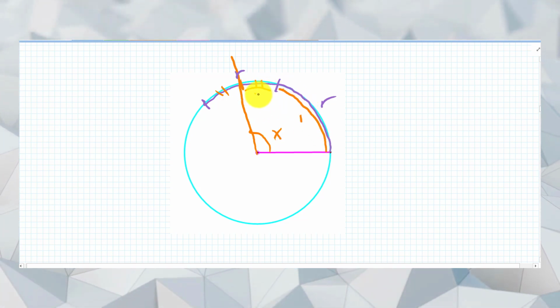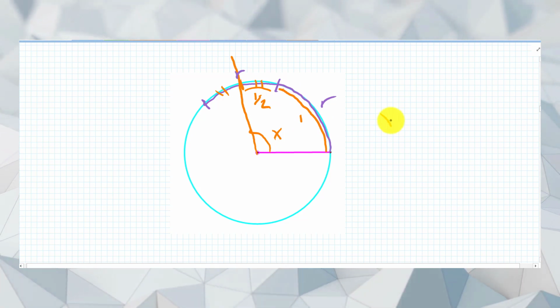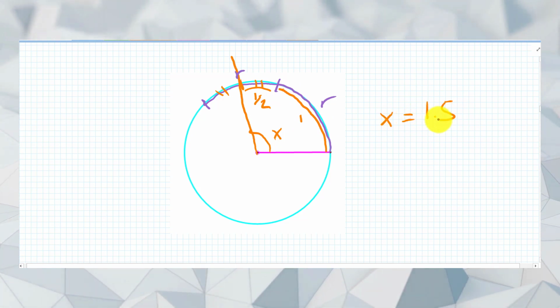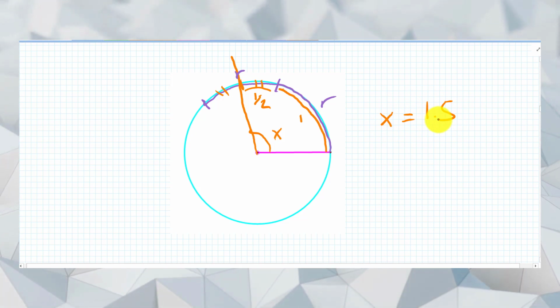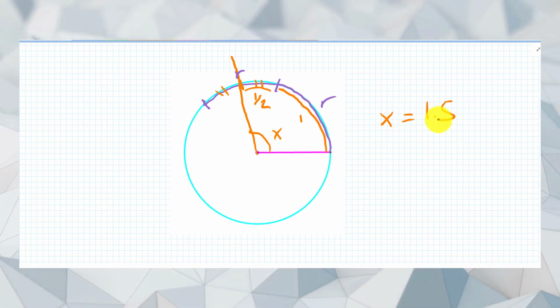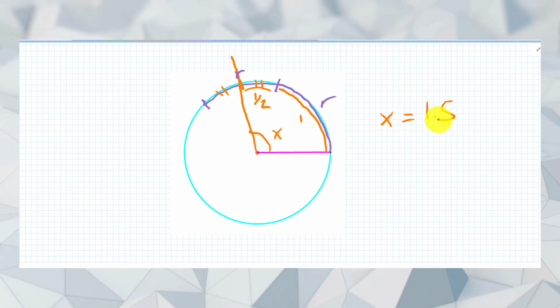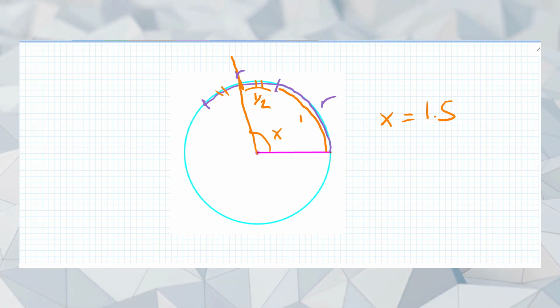And right here, there is half of one. So x is just 1.5 because there is 1.5 radius on the intercepted arc. You see, it's really straightforward, right? Okay, let's try to generalize that.